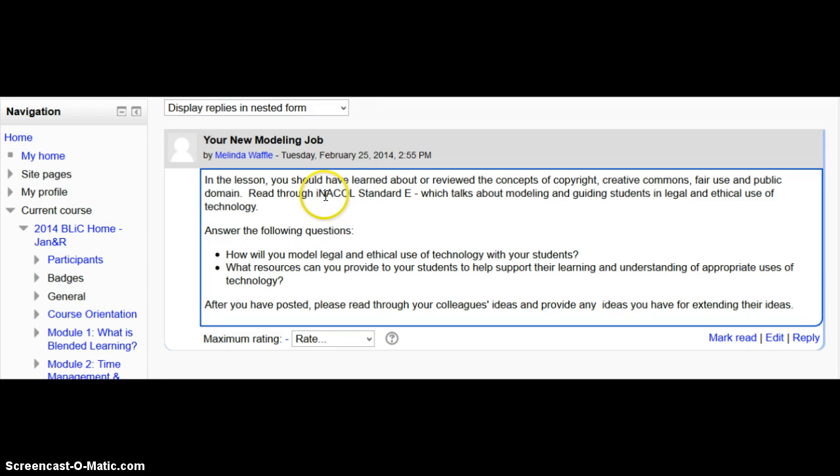You are going to read through the INACOL Standard E, which talks about modeling and guiding students in legal and ethical use, and then answer the questions about modeling and resources that you can provide to your students.